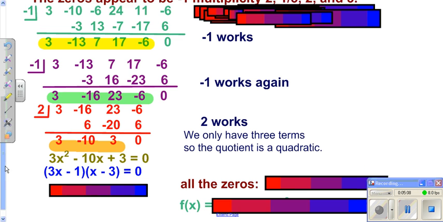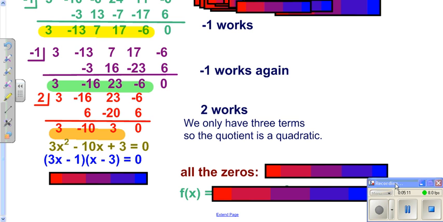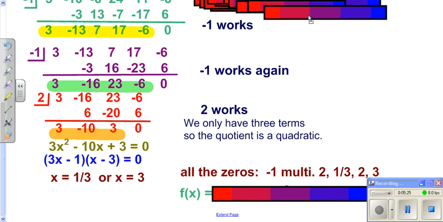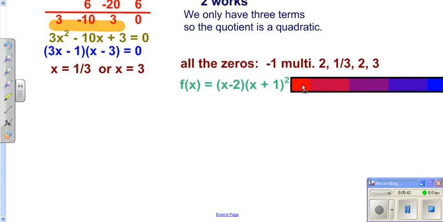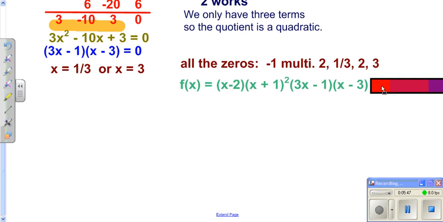If you were not able to see how to factor this, you could also go ahead and use your quadratic formula. When we factor it, we do end up getting a 1/3, and we do end up getting our 3. So all of our zeros are what we had suspected from looking at your graph: -1 multiplicity 2, a 1/3, a 2, and a 3. So that means for our factors, we get an x minus 2, an x plus 1 showing up twice, a 3x minus 1, and an x minus 3.